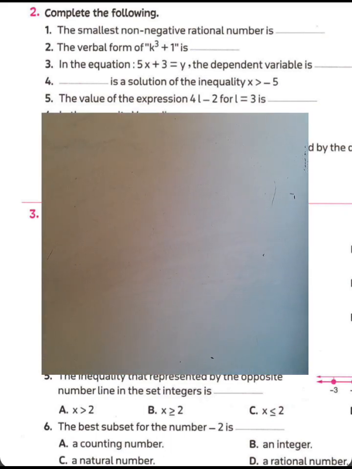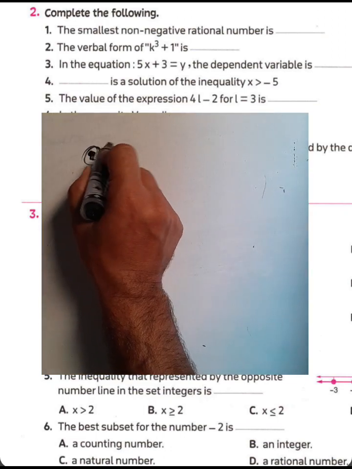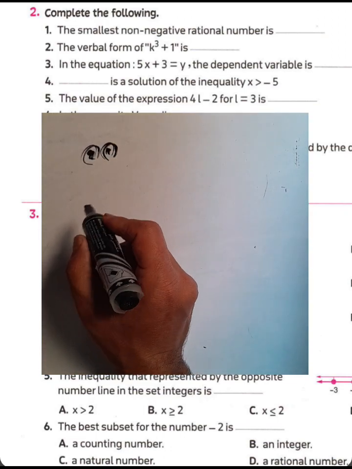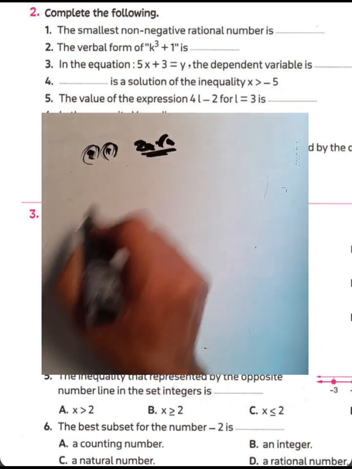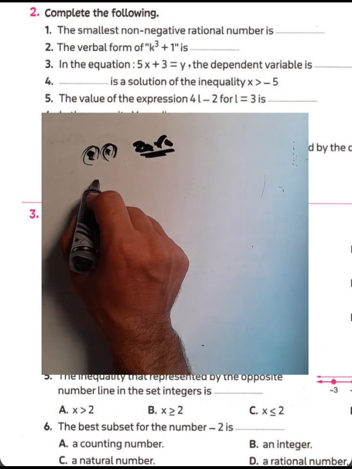Question number 4. Okay, question number 2, number 1. Complete: the smallest non-positive rational number is 0. 0 is both non-positive and non-negative.